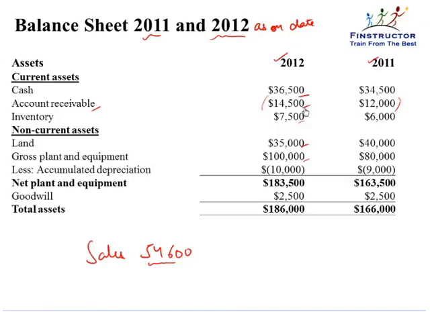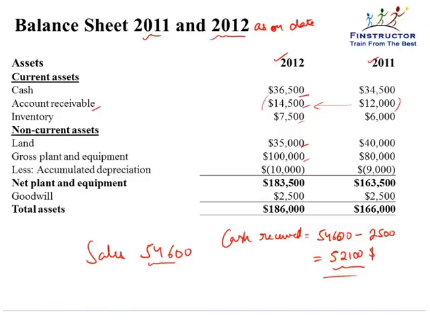$2,500 of the incremental sales has not been received as cash. That is why my accounts receivable has gone up. If I see what the cash received has been, it'll be 54,600 minus 2,500, that is the increase in receivables, that is to the tune of $52,100. We'll just see why this has relevance.